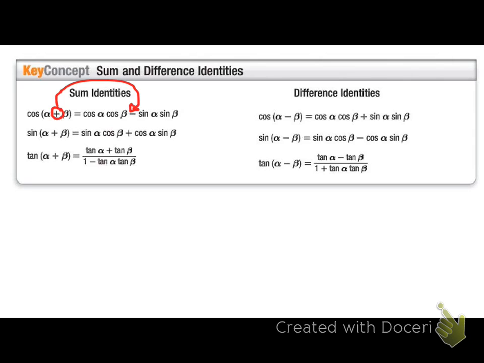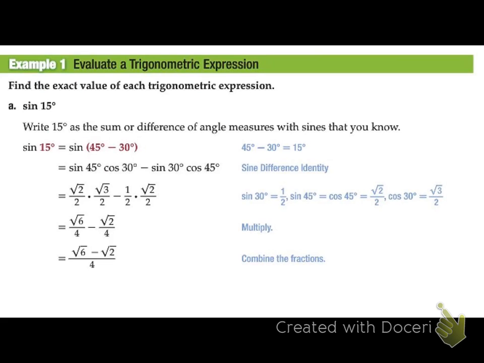One thing to keep track of is our addition for cosine becomes subtraction. Addition for sine stays addition, and then subtraction for cosine becomes addition, and subtraction for sine stays subtraction. So we're going to use these and apply these identities to solve various problems.